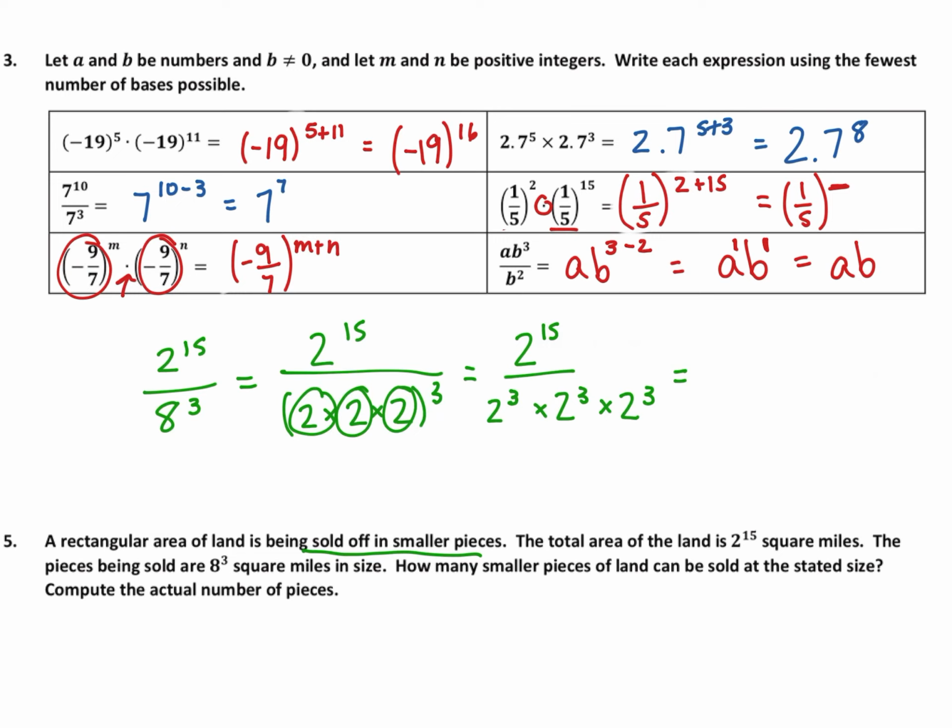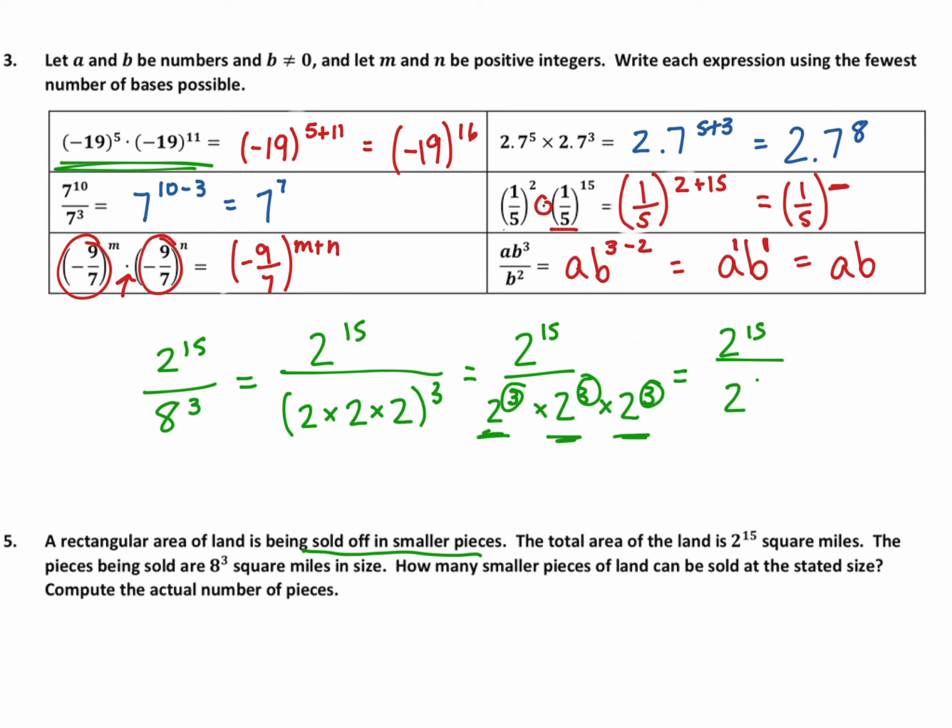And up here, we learned that if the same base is being multiplied together, we add the exponents. Well, 3 plus 3 plus 3 is 9. And we also learned up here that when you divide the same base, you subtract the exponents. So 2 to the 15 minus 9 gives us 2 to the 6th.